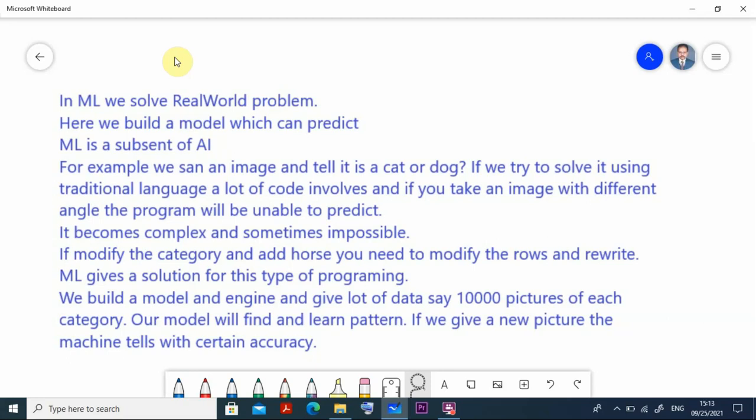Machine learning gives a solution for this type of problem. We build a model and give it a lot of data, say around 10,000 pictures for each category, and our model will find and learn the pattern. If you give a new picture, the machine tells you with a certain accuracy, and it will be able to predict that. So this is all about the theory. I think a lot of theory gives a lot of confusion, so the next video will mainly focus on two or three case studies. First of all, we will be using the decision tree. The second one will use the convolutional neural network, that is, the neural network based approach.